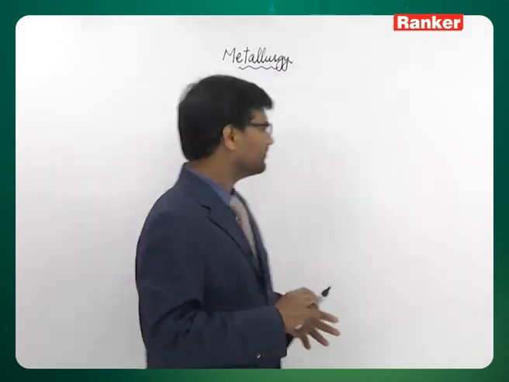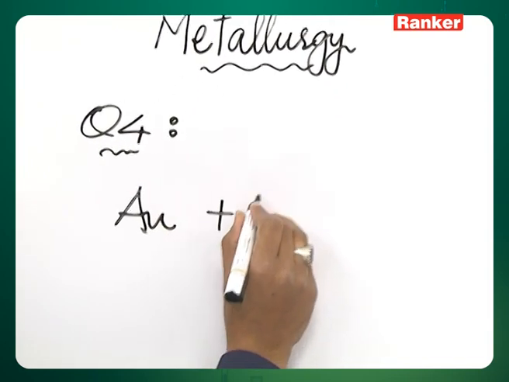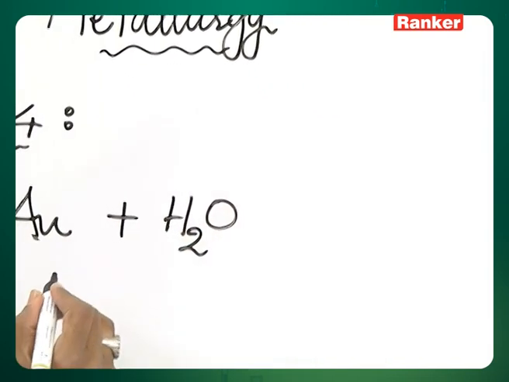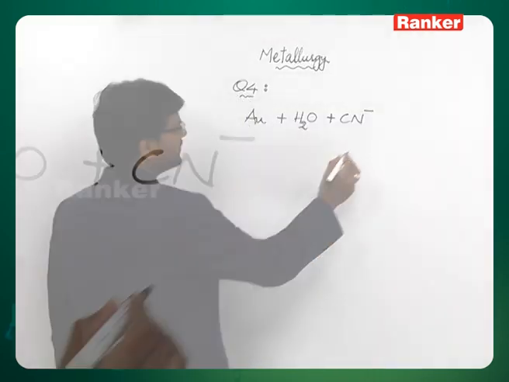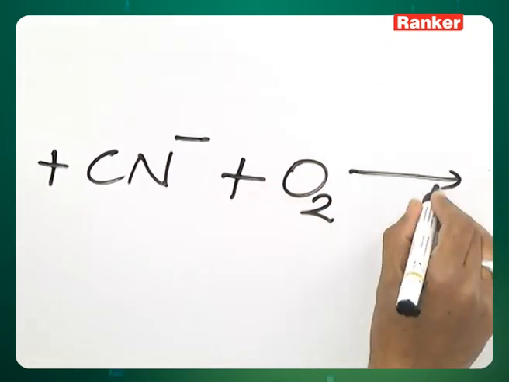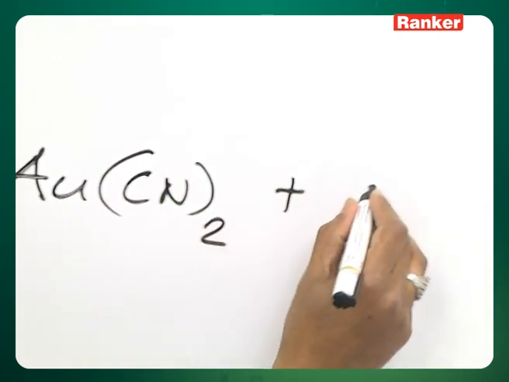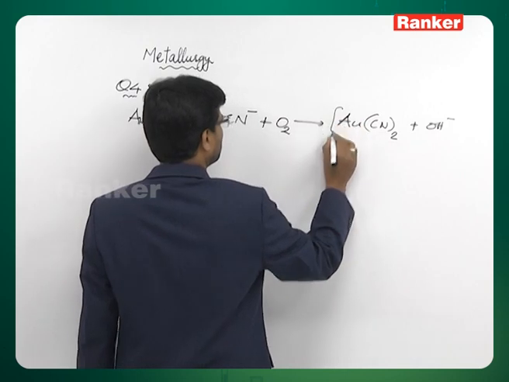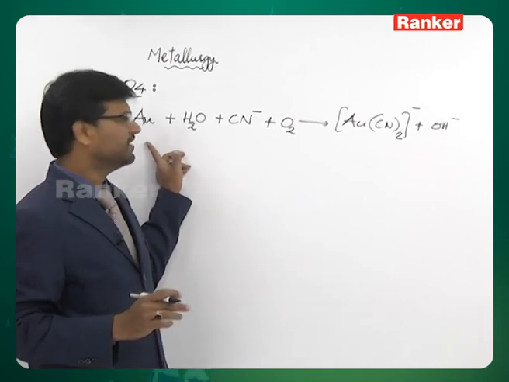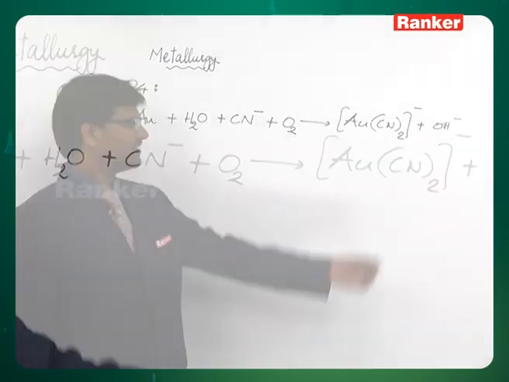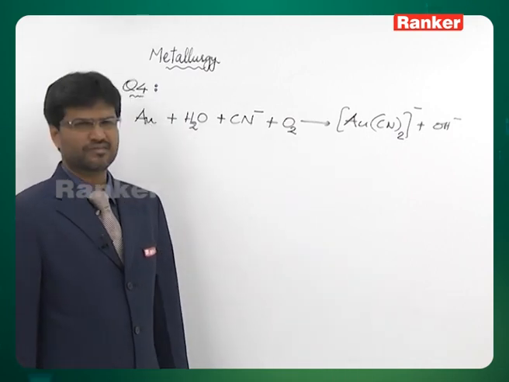Whereas in leaching, for example, I'll show you leaching of gold. You take gold particles in water and add cyanide and you pass air also, oxygen of air, and you get Au(CN)2 minus. So this is a chemical method because you can see Au got oxidized to Au+ and it has formed a soluble complex. So this is an example of leaching of gold in the extraction of gold.